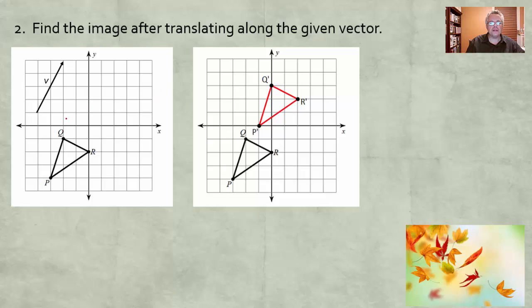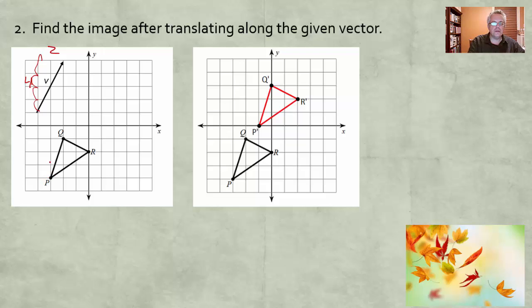So we're given the vector this time. And this tells me how the whole image or the figure is going to move. Okay, so first we've got to figure out what our vector is doing. It's almost like figuring out rise and run for slope. So we're going up 1, 2, 3, 4, and then we're going to the right 1, 2. So we went up 4, right 2. Okay, so every point here is going to go up 4 and to the right 2.